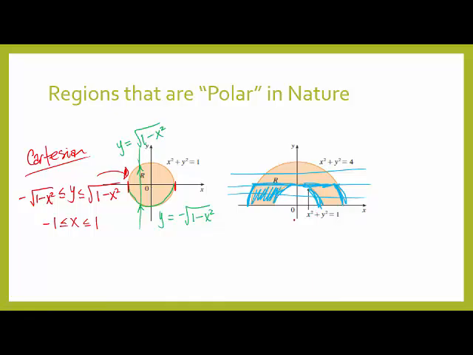I would consider this area, and I would need to go in through an x value of, and I'd solve for x here. x is equal to plus or minus the square root of 4 minus y squared.